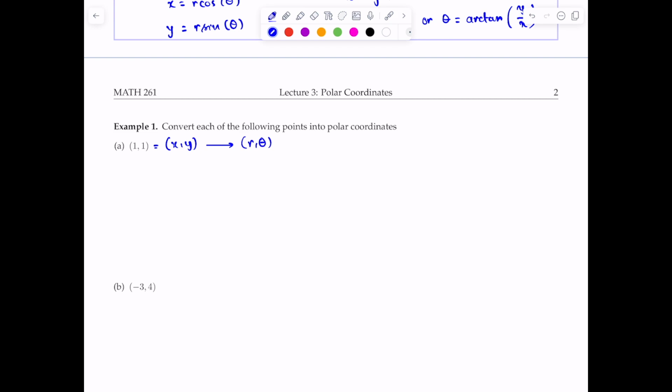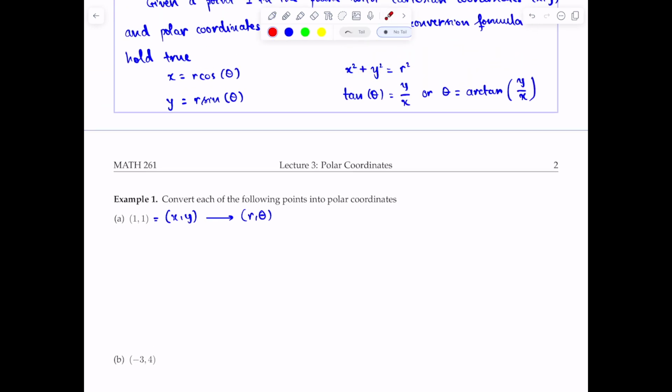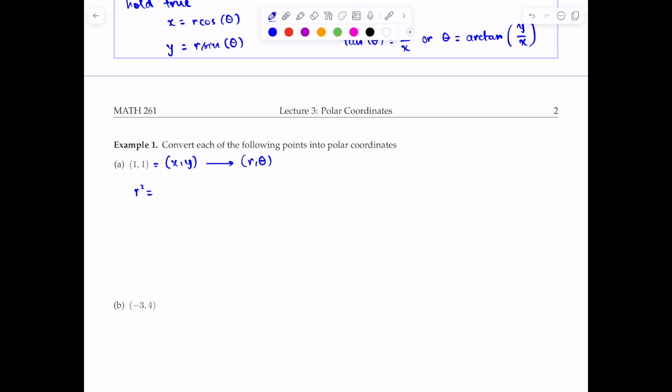So to get the value of r, we're going to use this formula, x squared plus y squared equal to r squared, where x equals 1 and y equals 1. So you get this equal to 2. You take the square root on both sides of the equation and you get r equal to square root of 2. I want to point out that when solving an equation and you take the square root on both sides, usually you obtain 2 solutions, plus and minus. But in this case, r is a distance, so I'm just going to choose the positive value.